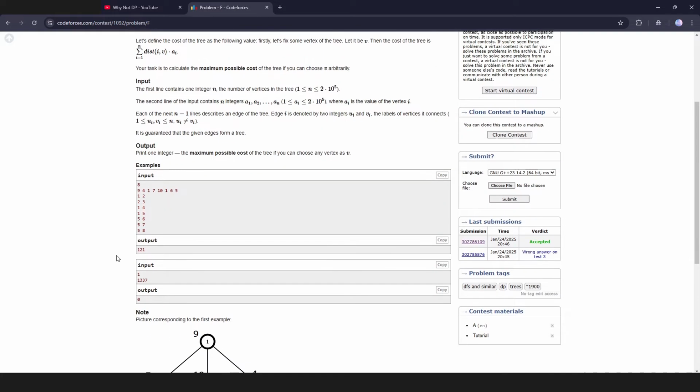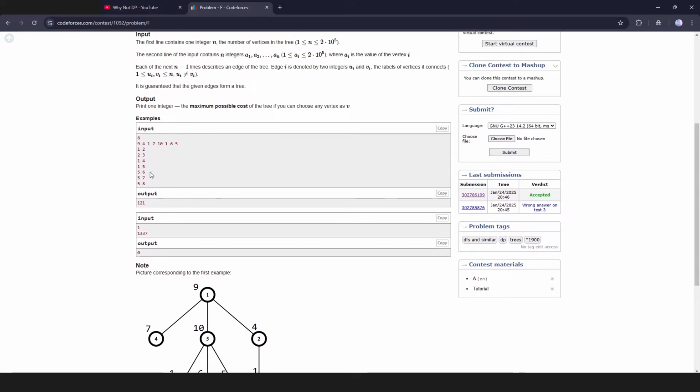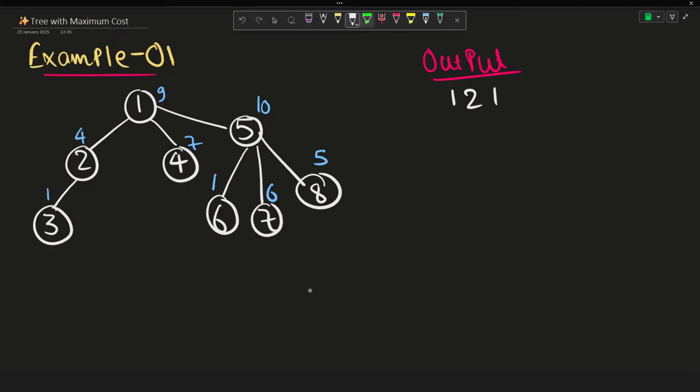There are two examples provided. Let me explain these examples and how the output comes for each of them. This is the very first example given in the problem statement, and as you can see this is the resulting tree, and each vertex has some value associated with it. The first vertex has a value 9, the second vertex has a value 4, and so on. The expected output for this example is 121. Let us see why the output is 121.